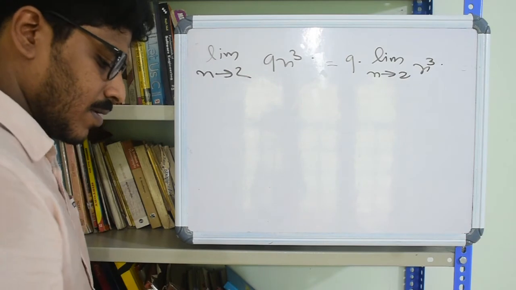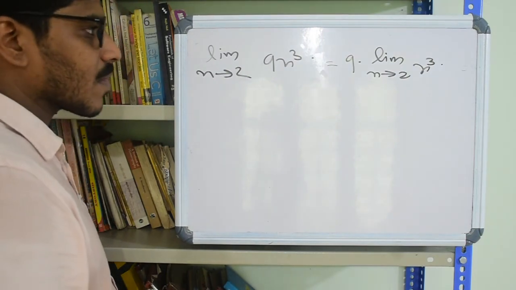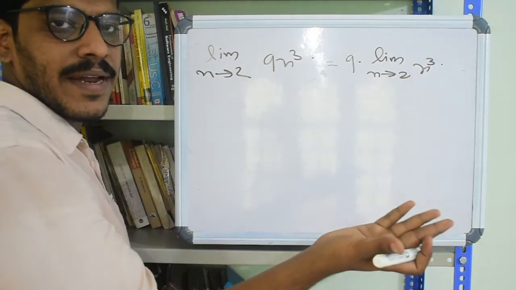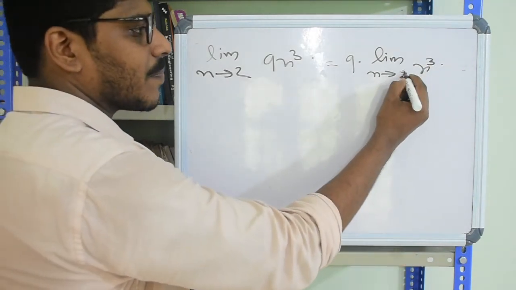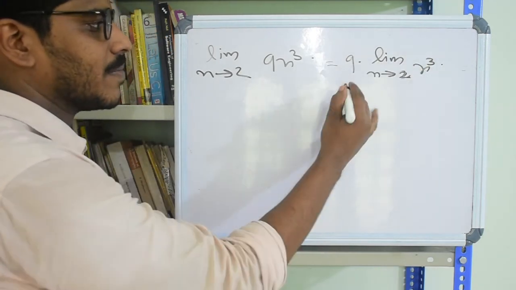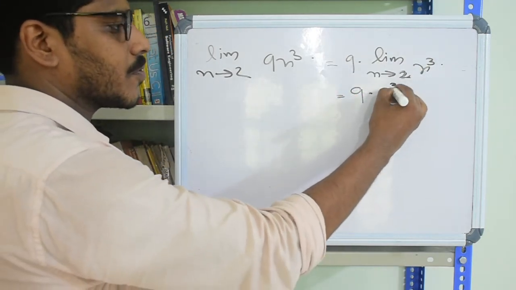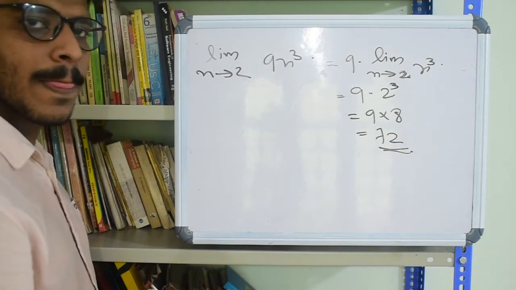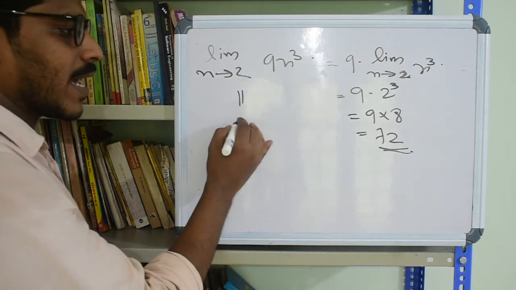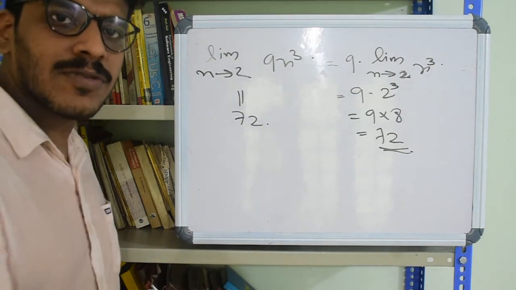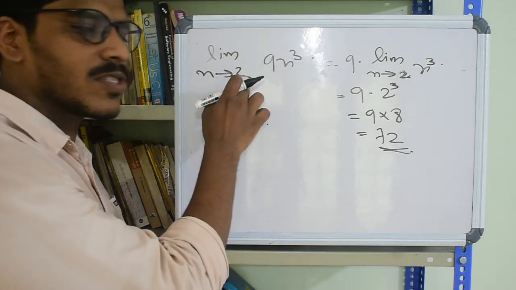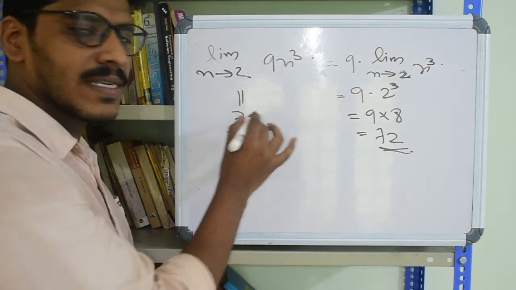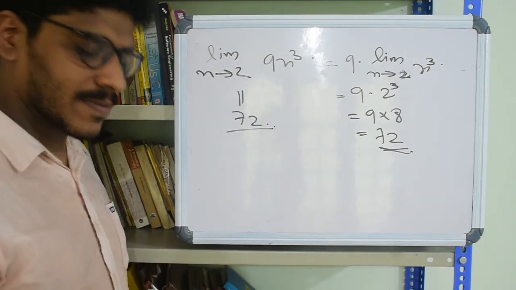So we have seen that limit x tends to a x raised to n is a raised to n. So we can just replace this x with 2 to evaluate this limit, which will be 9 into 2 cube, which is 9 into 8, which is 72. So limit x tends to 2, 9x cube is 72. According to the definition, this means that as x moves towards 2, the function f of x equal to 9x cube will move towards 72.